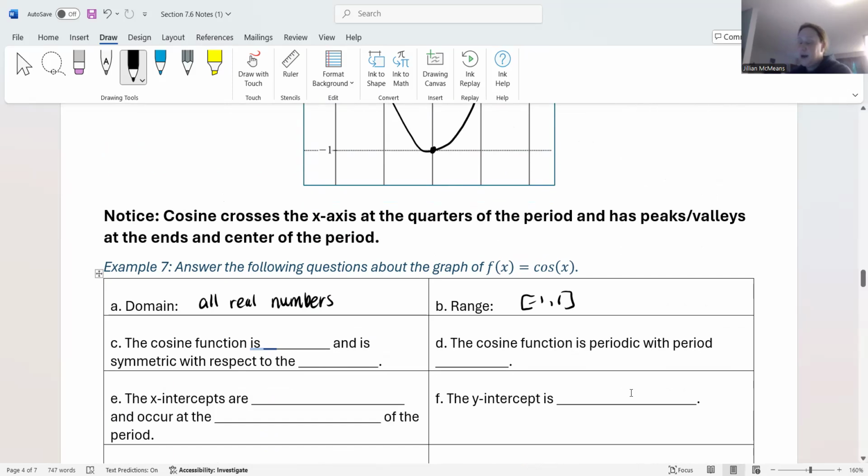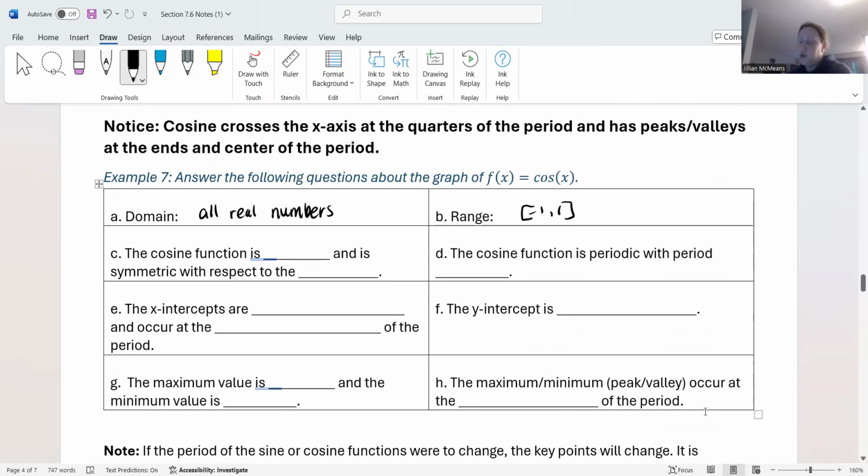For part C, the cosine function is blank and is symmetric with respect to the blank. Well, in 7.5, we discussed whether cosine was even or odd, and we were able to determine that cosine is even, and even functions are symmetric about the y-axis. So if we were to fold this graph along the y-axis, you wouldn't be able to tell the left side from the right side of cosine. The cosine function is periodic with a period of 2 pi. We discussed that just a moment ago.